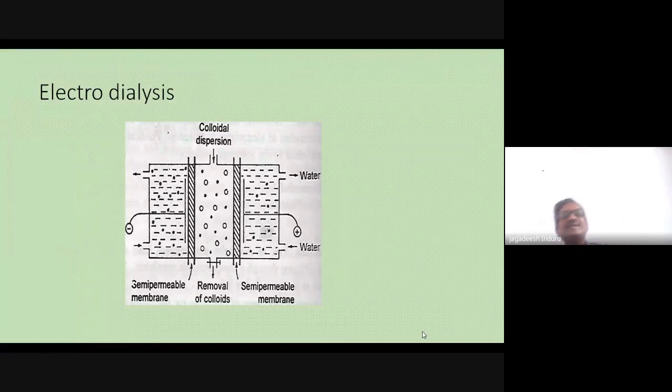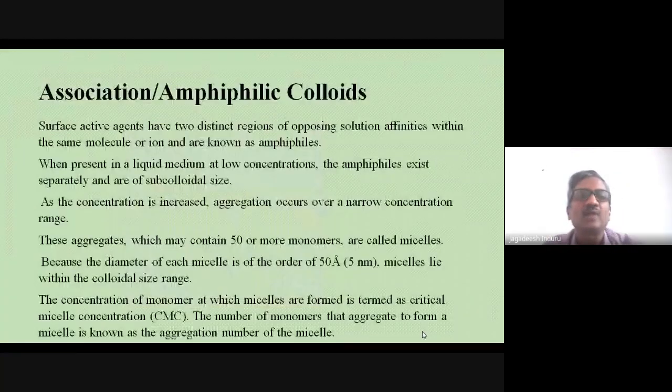The third one is association or amphiphilic colloid. It is a very different approach when compared to the above two. It appears as a globule, that is not a particle, it is a globule size, and it is actually nothing but a micelle. It is not a particle, it is not a molecular dispersion, it is a micelle. It is a different approach.